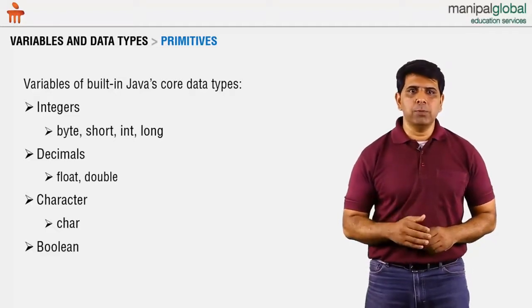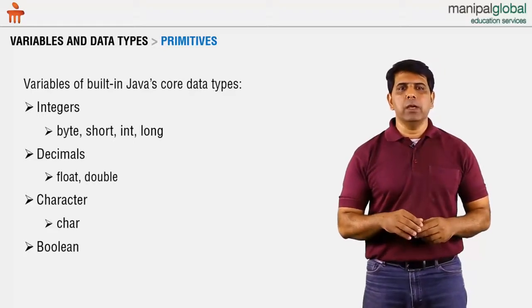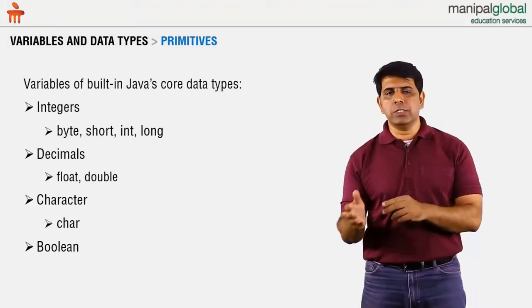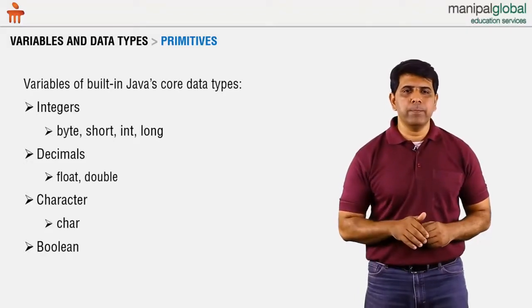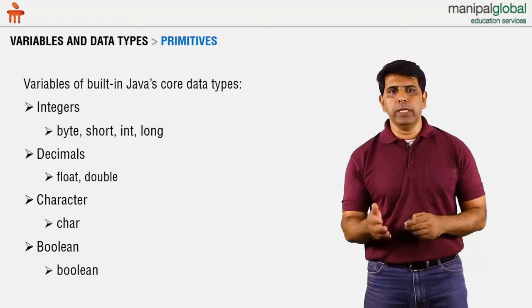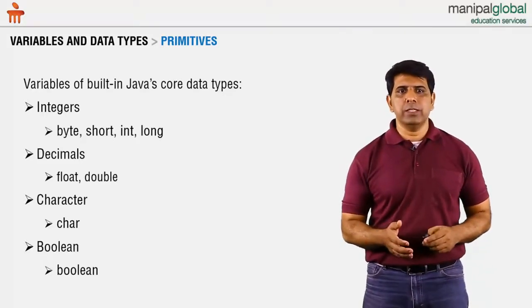Now, there is another type called Boolean. In C and C++, you don't have the concept of Boolean. A 0 represents false and a non-zero represents true. However, in Java, you have a type called Boolean. The keyword here is boolean. You can only store true or false, nothing else.